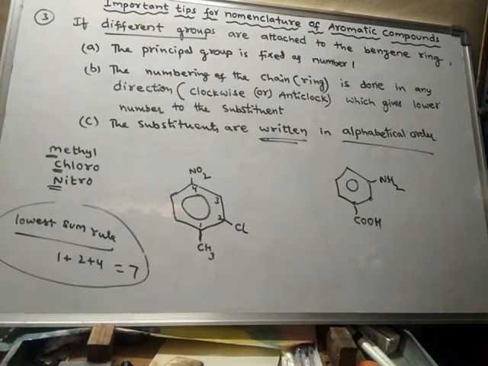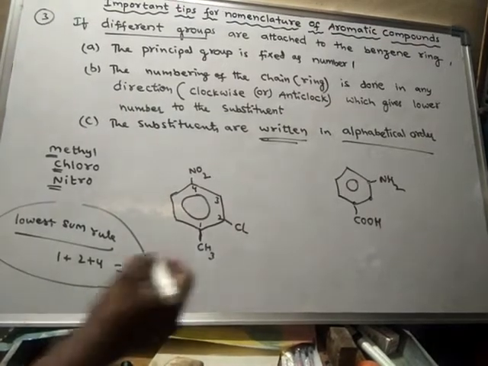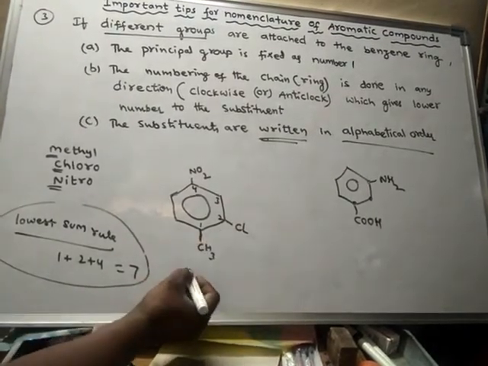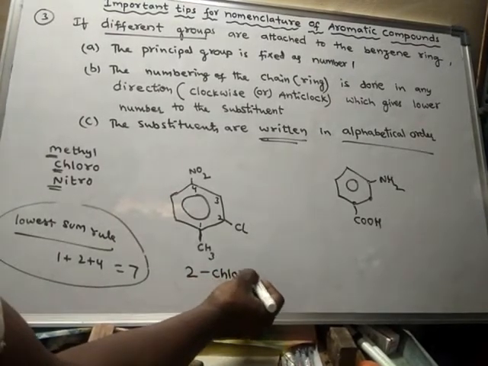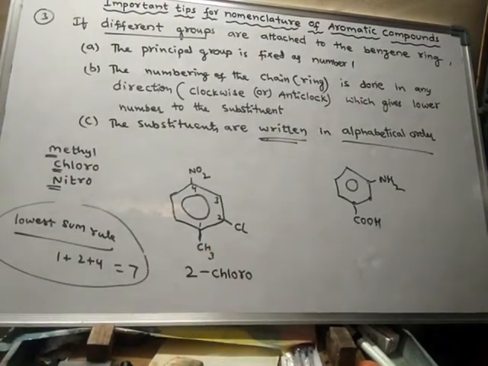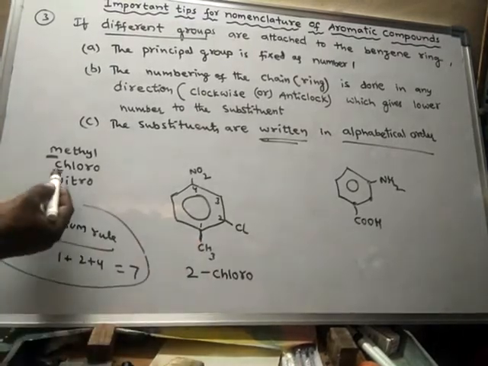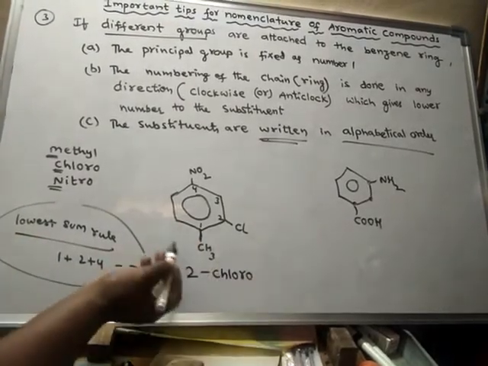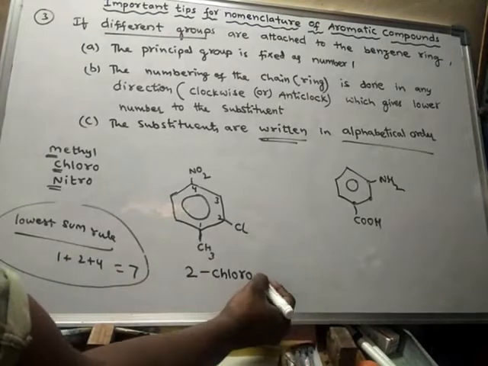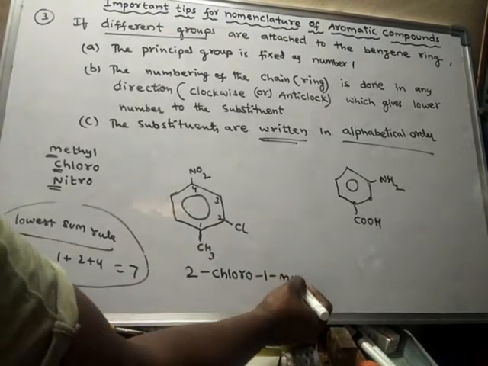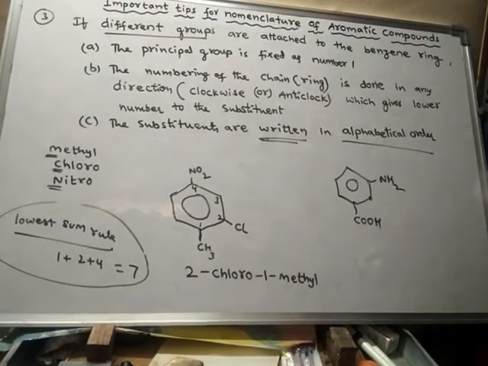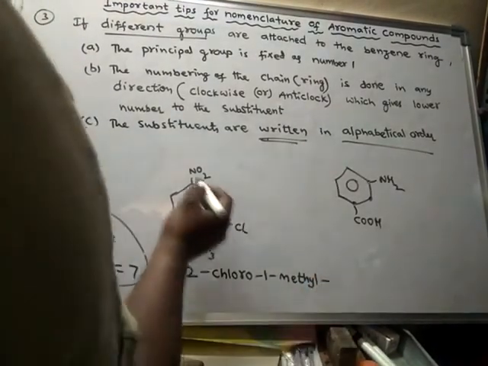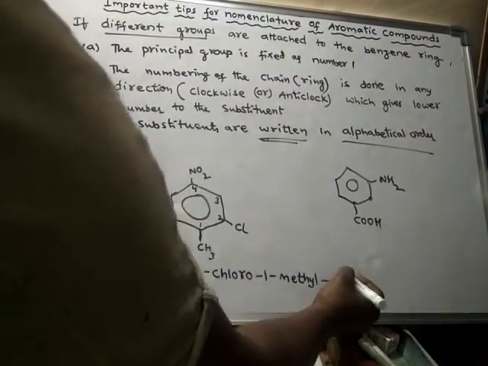Okay. So what will be the name of this compound then? Chlorine is present on second carbon. So 2-chloro. Okay, 2-chloro. After chlorine, methyl. Where methyl is present on first carbon, hence 1-methyl, 2-chloro, 1-methyl. So on fourth carbon nitro is present.